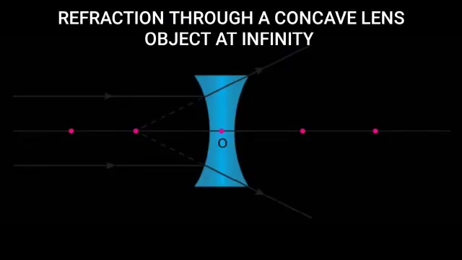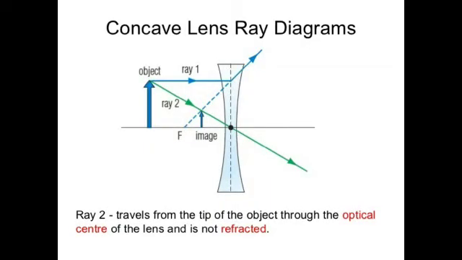Now, in Unit 2, 2.9, we are going to learn about refraction through a concave lens. When an object is placed at infinity, a virtual image is formed at the focus. The size of the image is much smaller than that of the object.